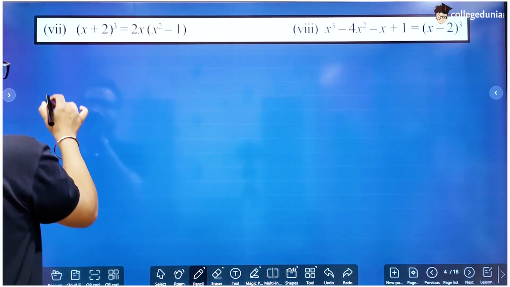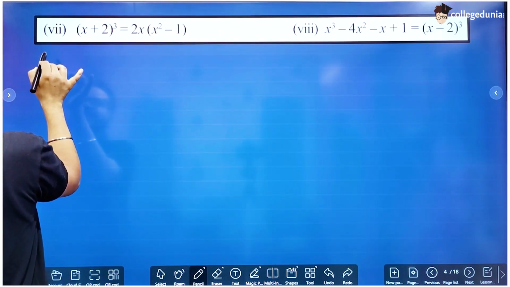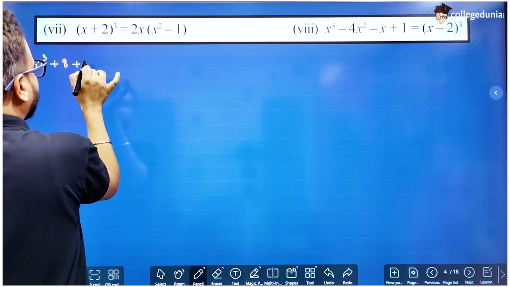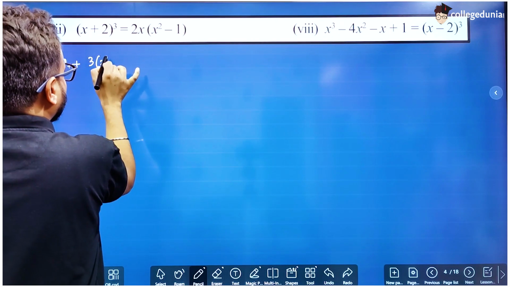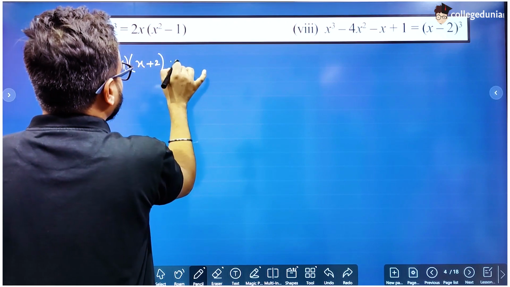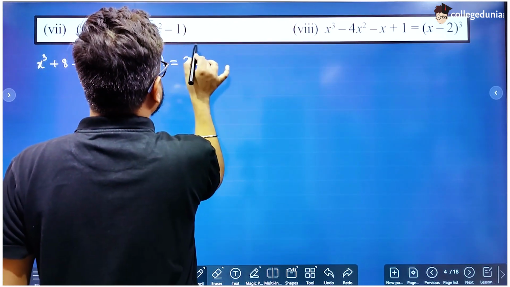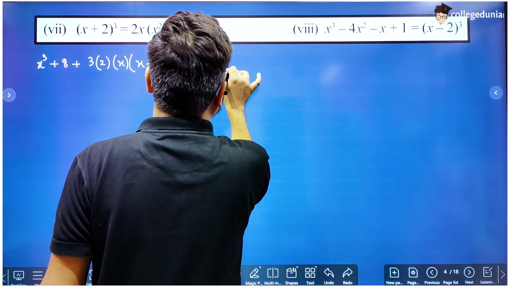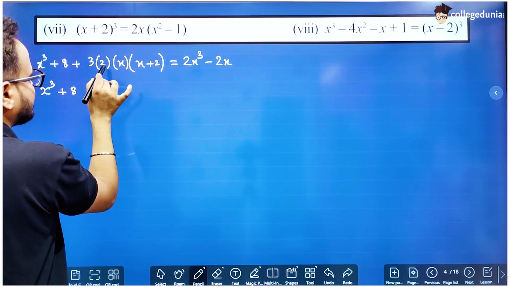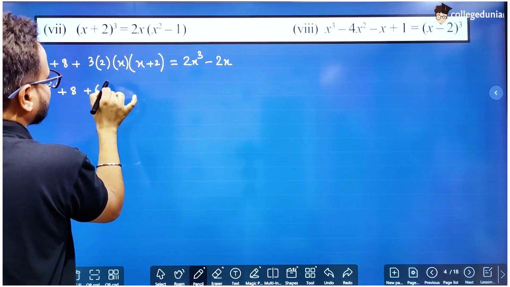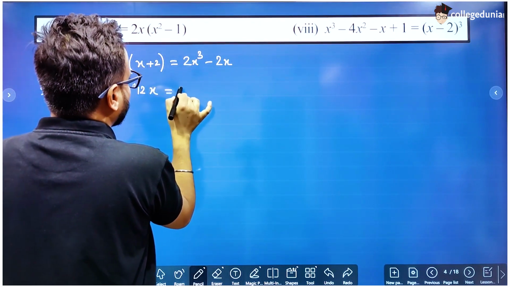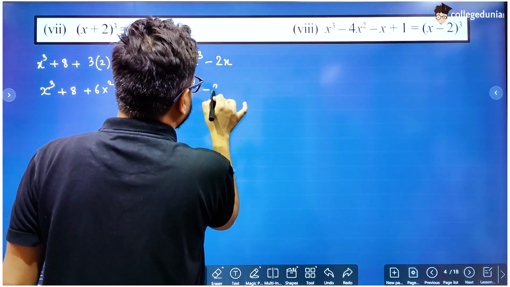Okay, let's check this one. So now here you have to apply the identity of a plus b whole cube, which is a cube plus b cube plus 3ab into a plus b. 2x, multiply this, so this is 2x cube minus 2x. So x cube plus 8 plus 6x square plus 6x square plus 12x equal to 2x cube minus 2x.